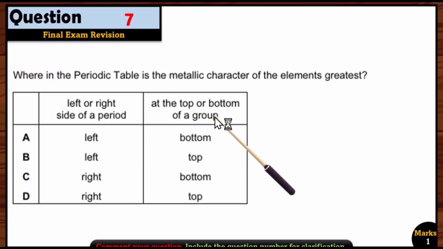top of the group? For this one, you have to remember that when we move down the group, the electron shell increases, right? So when the electron shell increases, the distance between the outer shell electrons and the nucleus also increases. So that element has more tendency to lose electrons, because the nucleus cannot hold those outer electrons to itself, right? So it is easier for the elements lower down to lose electrons. That's why the metallic property will increase toward the bottom. So A is the right option over here.